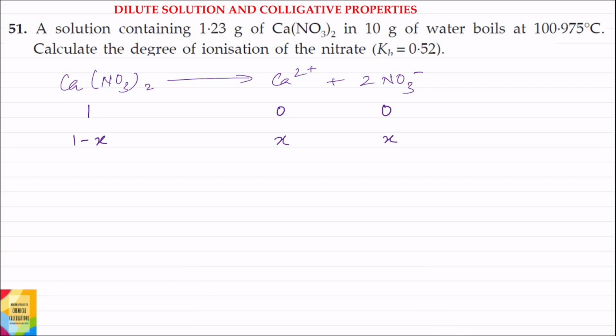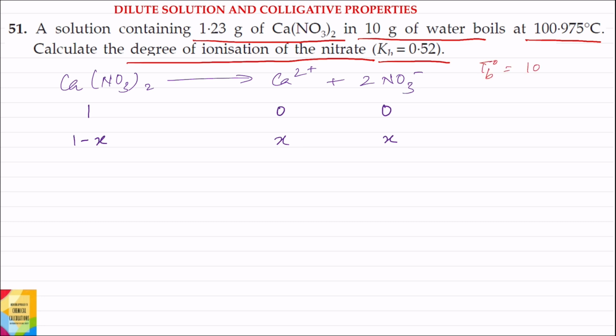Weight of solute given है solution में 1.23 gram of calcium nitrate. So solute is calcium nitrate. Weight of solvent is 10 gram and the solvent is water. Solution का boiling point given है 100.975 degree centigrade and we have to calculate the degree of ionization of the nitrate. Kb की value है 0.52. Pure water का boiling point होता है 100 degree centigrade.